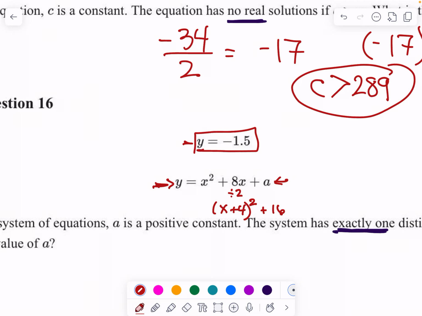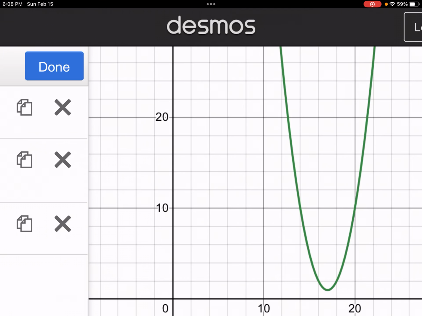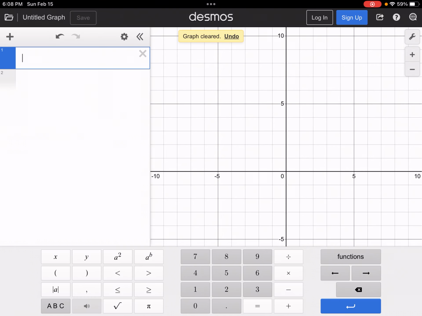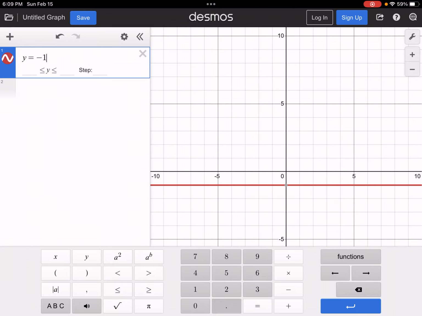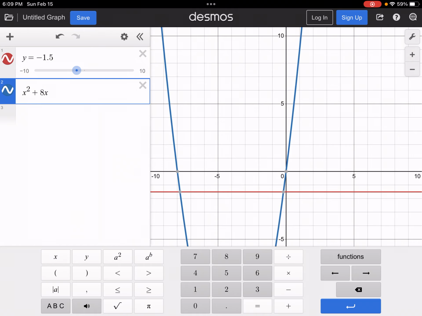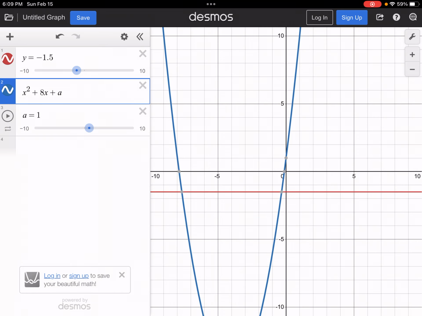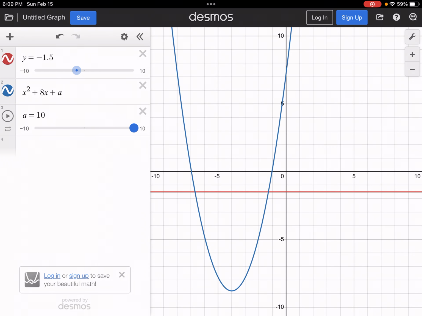So negative y equals negative 1.5. And it zoomed in. Okay, delete all. Okay, so negative... Oh, wait, I need to do y equals negative 1.5. And then the other graph was x squared plus 8x, and then it was plus a. I think it was a in this one. Add a slider. And if I slide it, I can see like I'm getting there, right?